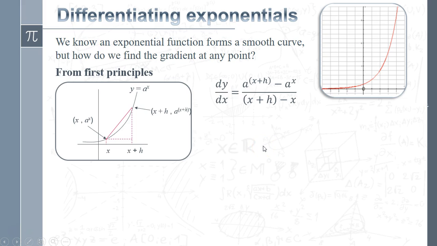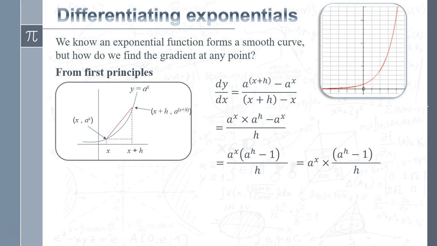We've got to try and tidy that up a little bit. Using our index laws, we can write that as two separate things. Now you can see we've got an a to the power of x here and a to the power of x there, so we can do a bit of factorising. So let's take that out, and we get that. And now what I'm going to do is write that slightly differently. I'm going to take this section here and write that as a separate fraction.